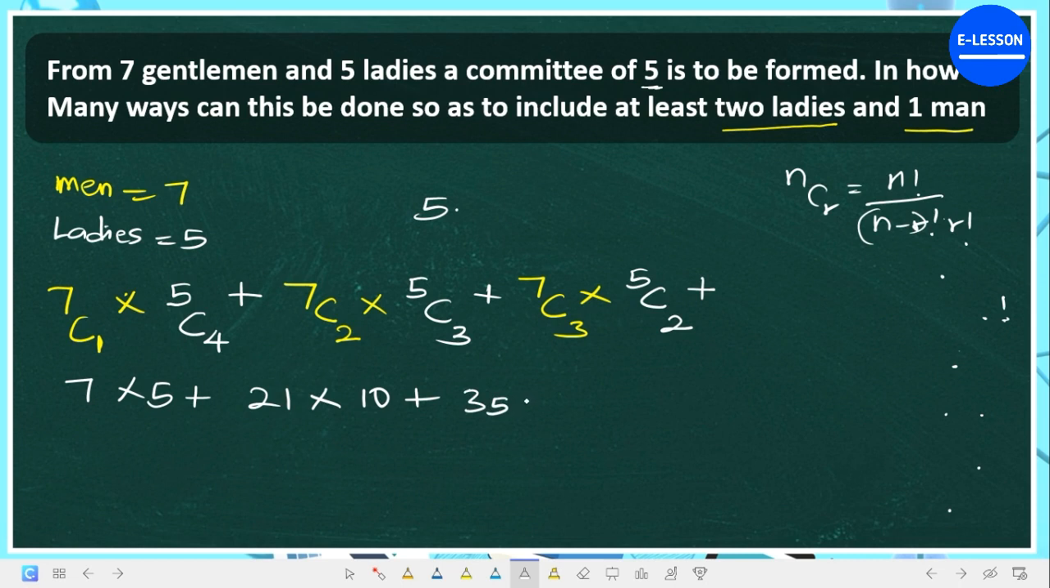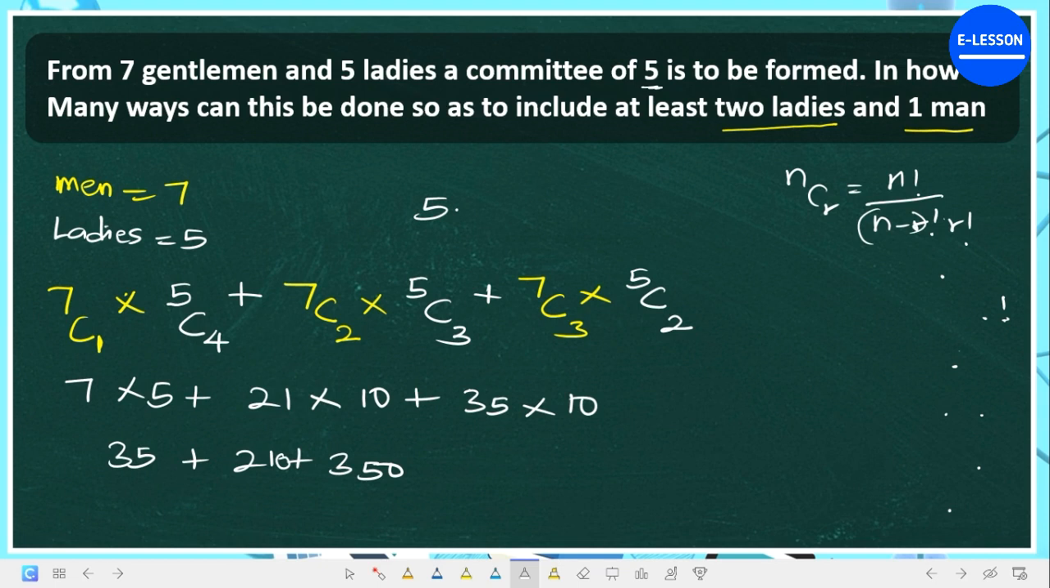7 combination 3 will give us 35, then we have 5 combination 2, and that will give us 10. Now 7 times 5 is 35 plus 21 times 10 is 210. 35 times 10 is 350. Now when you add this together, this is 210.